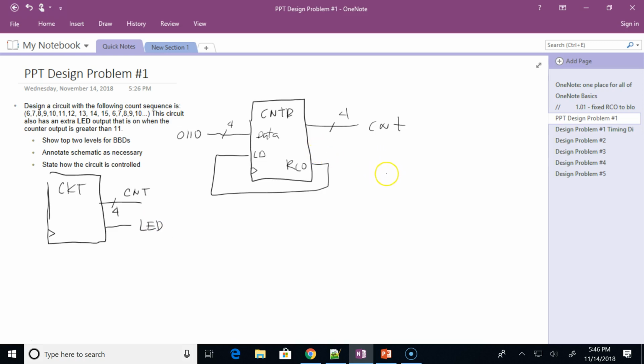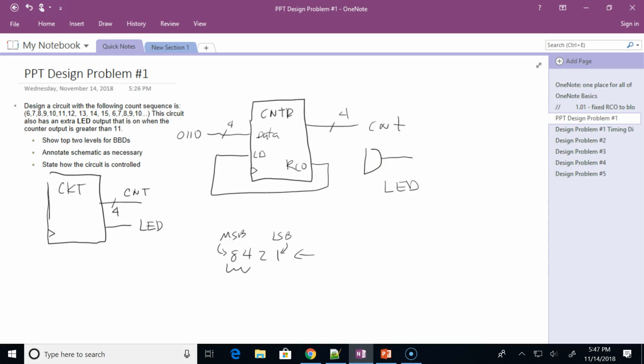So anyway, this has an LED output also, and the issue is I need to figure out when the count is greater than 11. What I'm going to do is take advantage of the fact that the weighting of a 4-bit binary number is 1, 2, 4, 8. This is the MSB. This is the LSB. The issue here is if these 2 bits are set, then I know the count is greater than 11. 8 plus 4 is 12.